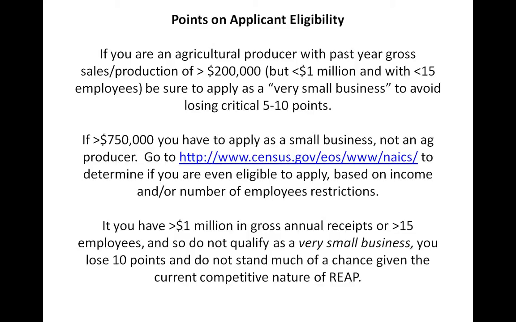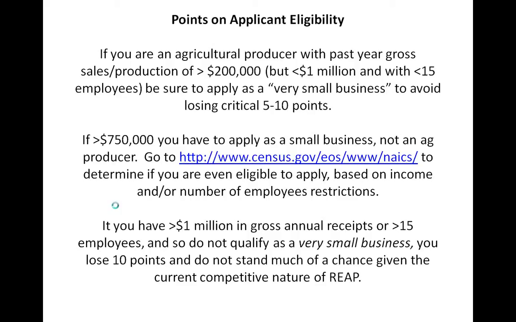If you have $1 million in gross annual receipts, or if you have more than 15 employees, whether you're a small business or an ag producer, you do not qualify to apply as a very small business. So you lose 10 points there. There's nothing you can do about that. But it does drastically reduce your chances of being funded. But you are what you are, so you have to live with it and try, by all means, to do the best you can in the other categories.